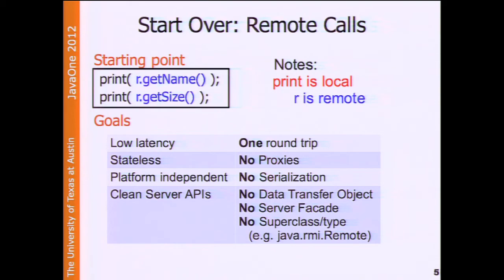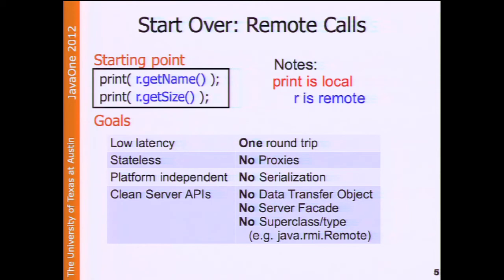And then I want to get rid of all these bad anti-patterns, essentially. My argument is that data transfer object is an anti-pattern of the most vicious sort. It's just absolutely wrong. Whenever you think you need to write one, there's something wrong. Same thing with server facade. Same thing with changing your server interfaces to say remotable and things like that. You shouldn't have to rewrite your server. So how do we do this?